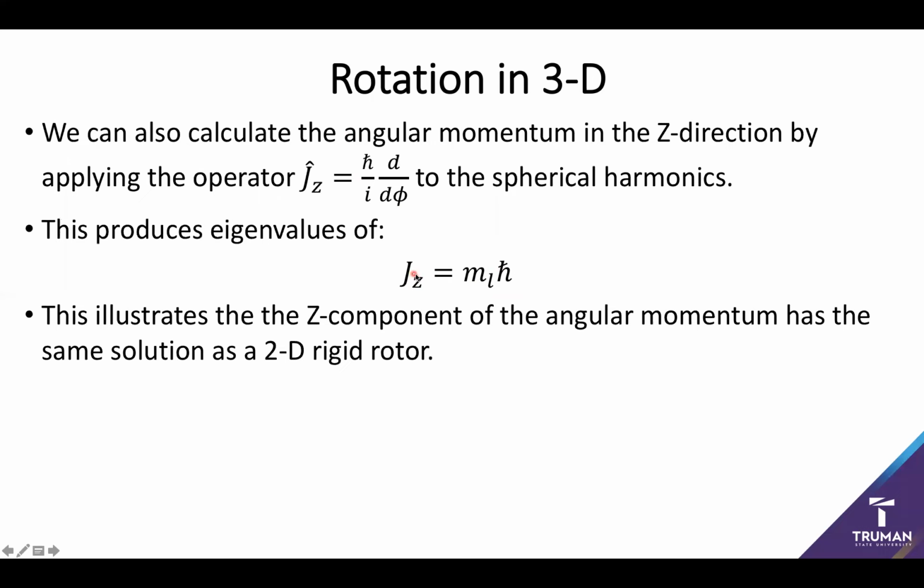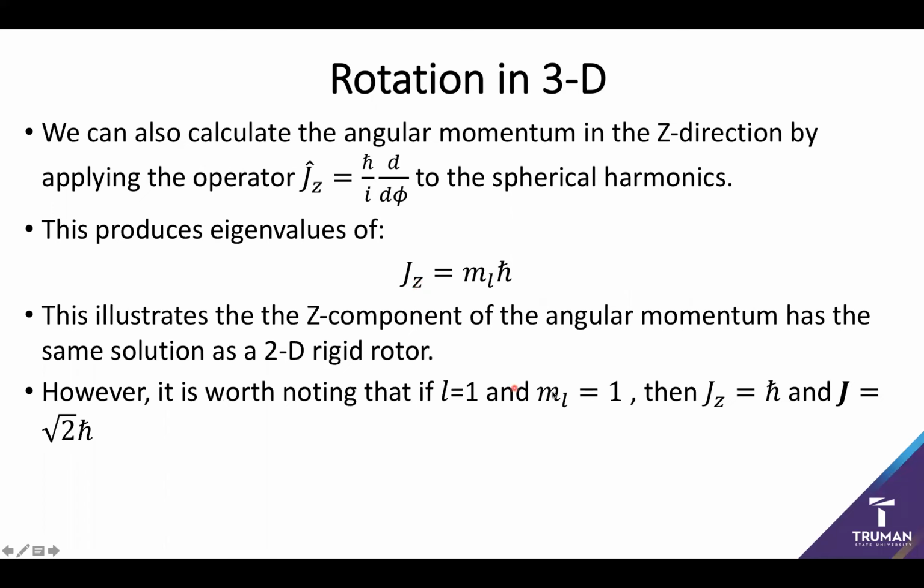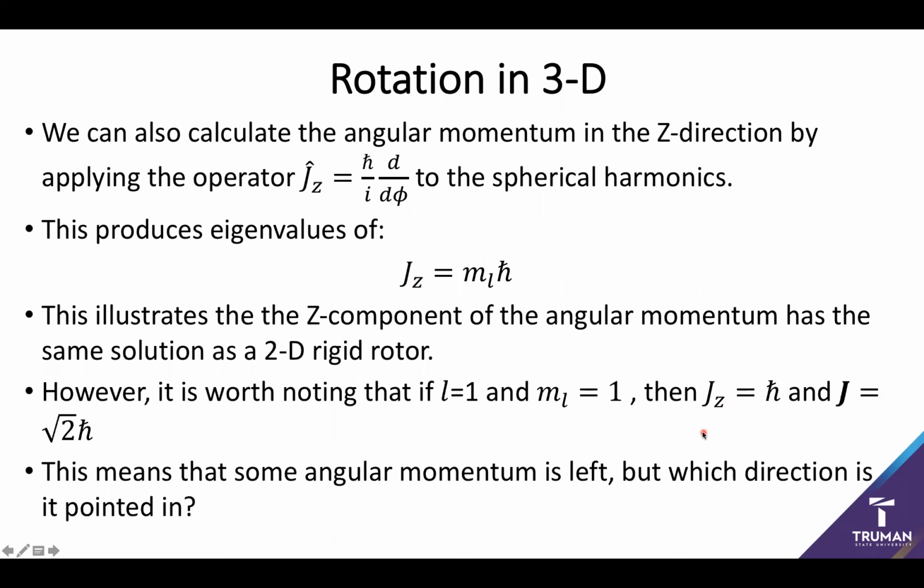But I do want to emphasize an interesting feature. So let's work a case where I have an L of 1. Well, if I have an L of 1, I can have an m sub L of plus 1. So if I have an L of 1 and m sub L plus 1, then my angular momentum in the z direction is h bar, and my total angular momentum is square root of 2 times h bar, so about 1.4 times h bar. I know that one of that is pointed in the z direction. So most of my motion is occurring in that XY plane, but a little bit of it is pointing in that Z direction.